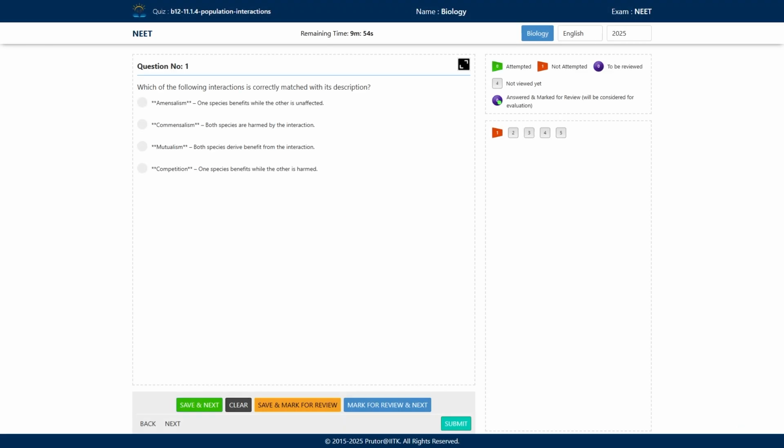So the first question is, which of the following interactions is correctly matched with its description? Okay, you have four options, A, B, C, D. You have to choose the correct answer from these options. First option is commensalism, where one species benefits while the other is unaffected. Second is commensalism, where both species are harmed by the interaction. Third is mutualism, where both species benefit from the interaction. And option D, competition, where one species benefits while the other is harmed. So what is the correct answer?